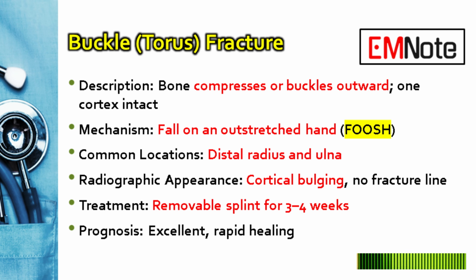Treatment is generally pretty straightforward. A removable splint, sometimes a short arm cast, mainly for comfort and protection. And reduction? Setting the bone? Almost never needed. The alignment isn't significantly disrupted. How long are we talking for recovery? It's quick, usually just 3 to 4 weeks in the splint or cast. The prognosis is excellent, healing is fast, complications are really rare. Okay, that's clear. Buckle fracture: compression, bulge, stable, simple splinting.